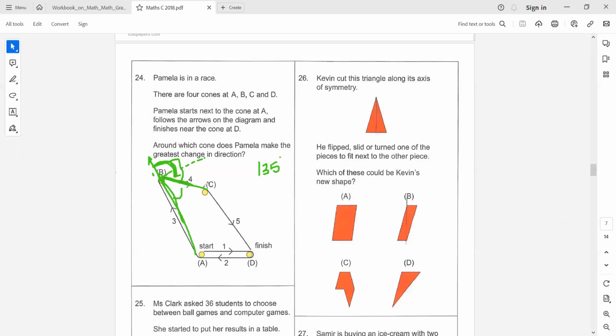Right? This angle. Now you are going in this direction. You are turning this way. That's an acute angle. That is less than 90, maybe 60 degrees, right? Less than 90. Yeah.